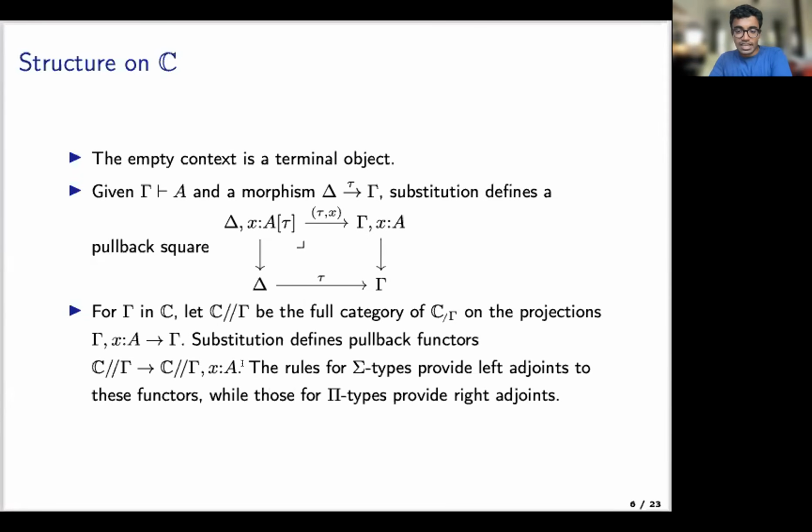Right. And so then it turns out that the rules for sigma types and the rules for pi types provide left and right adjoints to these pullback functors. So to pull back along one of these dependent projections, not along an arbitrary morphism, but just along one of these dependent projections between these categories of types has a left adjoint and a right adjoint. And the left adjoint is the construction of sigma types, and the right adjoint is the construction of pi types. The introduction and elimination rules provide the data of the two adjunctions.